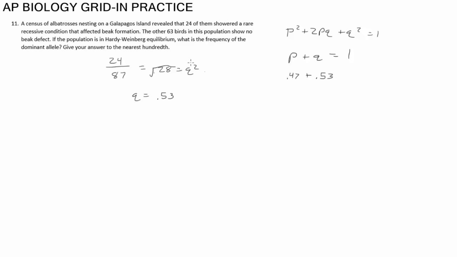Now looking at the question to figure out which I need to solve for, it says, what is the frequency of the dominant allele? It's not asking me for the frequency of homozygous dominant. It's not asking me for the frequency of any particular genotype. It's actually asking for the allele itself, which is from this second equation. In this second equation, p represents the frequency of the dominant allele, and q represents the frequency of the recessive allele. Therefore, I already have my answer. It's asking for p, because that is the frequency of the dominant allele, or 0.47.